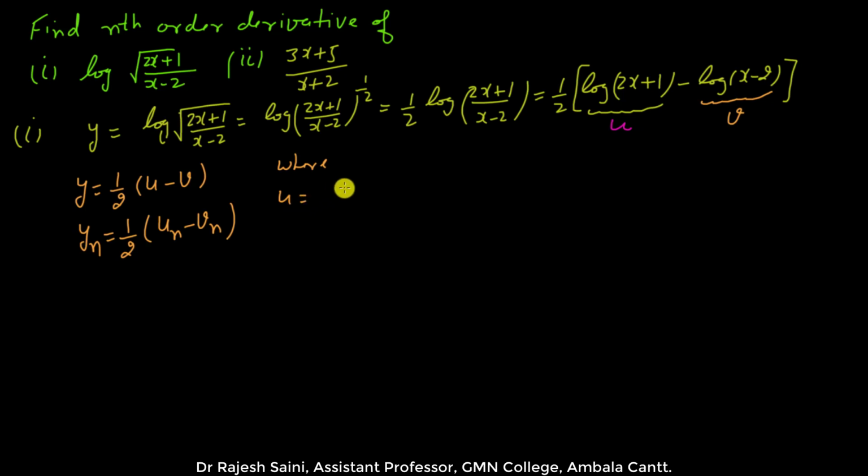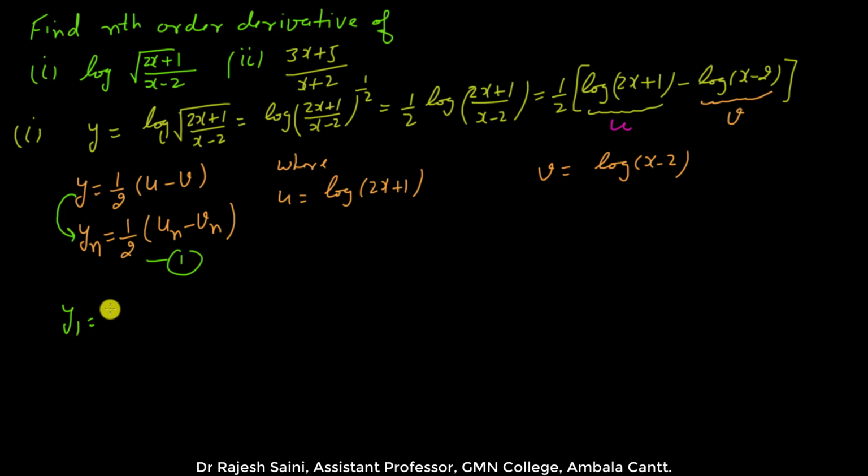u is equal to log (2x plus 1) and v is equal to log (x minus 2). I am going to name this as equation number 1. Now we will find the nth order derivative of u and v, so that I can substitute over here. If you have any confusion about how yn is equal to un, you can differentiate this equation one time.